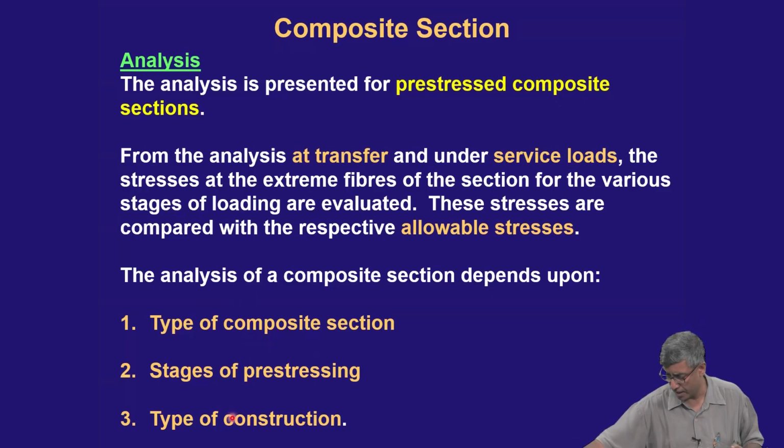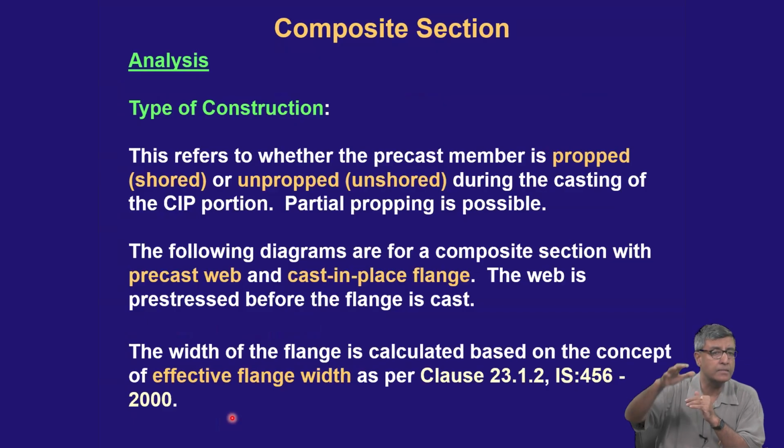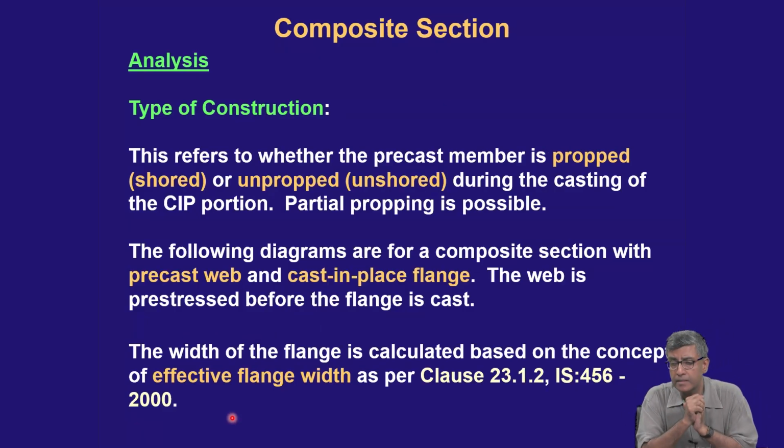Now, here I will be talking about the type of construction. What is meant by the type of construction? The precast member can be shored or propped when the cast in place concrete is being placed. And that's what we had seen in the Shirke site, that they had propped the sections. Please note, the props were not as dense as conventional formwork. The following diagrams are a composite section with a precast web and cast in place flange. The web is pre-stressed before the flange is cast. This is just an option I have shown.